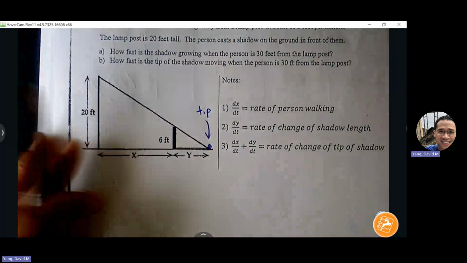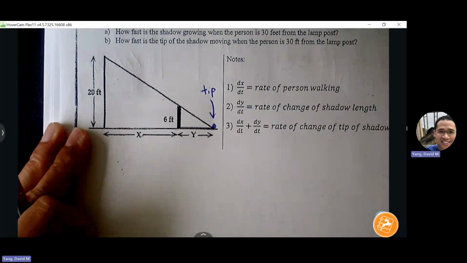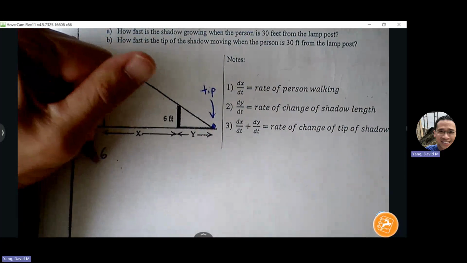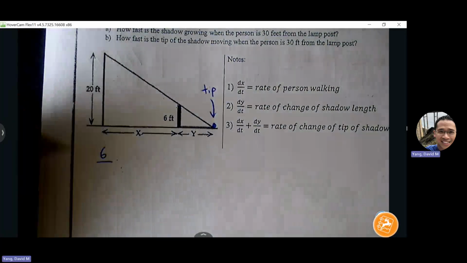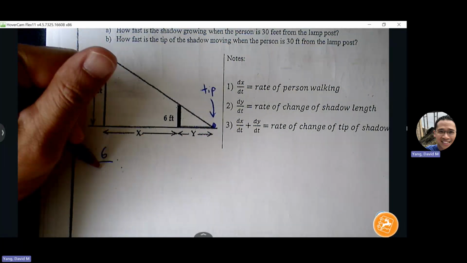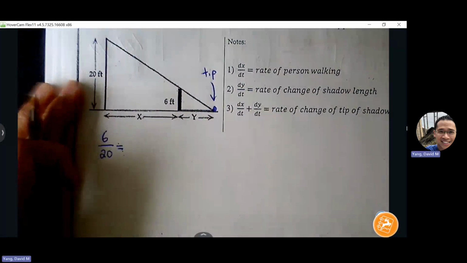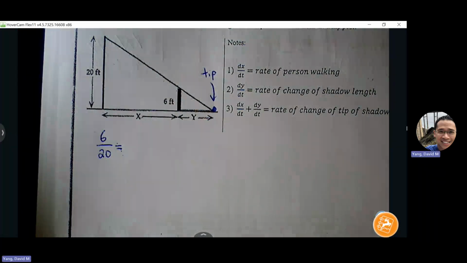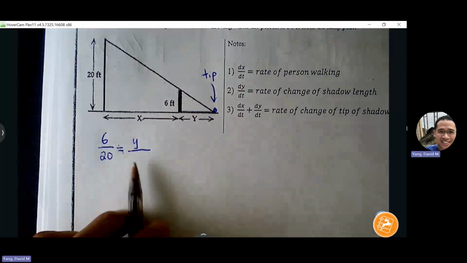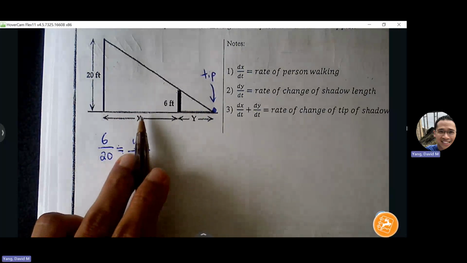So let's start off by building a relationship between the x and y. Okay, so we can say this. We can say the height of the small triangle is to the height of the large triangle, which is 6/20, as the base of the small triangle. What's the base of the small triangle? Y. Is to the base of the large triangle. X plus y. Yeah, it's x plus y.